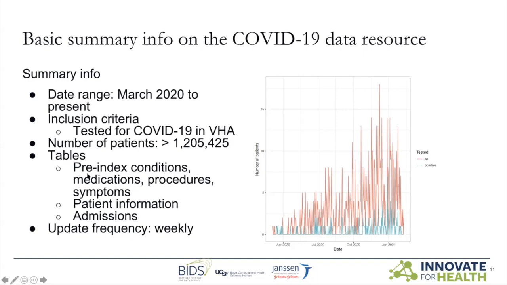The tables that we'll end up using are the pre-indexed conditions, medications, procedures, and symptoms, patient information, and admissions. We stopped our query of this actual real database just for the sake of this analysis, but this is actually a weekly updated resource. This diagram is the number of cases that are added to the shared data resource across time. As you can see, this tracks the national trends that we're seeing across the nation, with the largest peak happening in late December, early January.